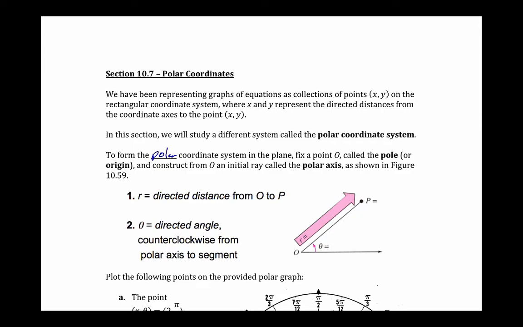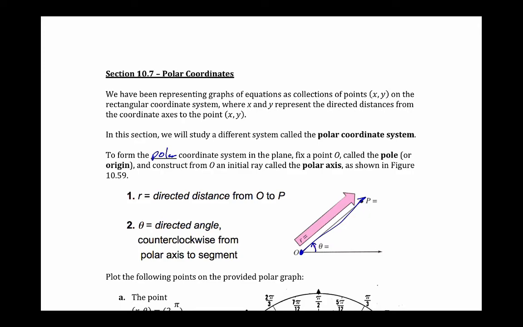So again, here's point O. It's kind of like the origin. We have a ray going off in that direction. We've got r, which is the directed distance. You can kind of think about it as a radius from your point as if you're drawing a circle. And then theta is your directed angle, starting off here, kind of going in a clockwise direction for this case.